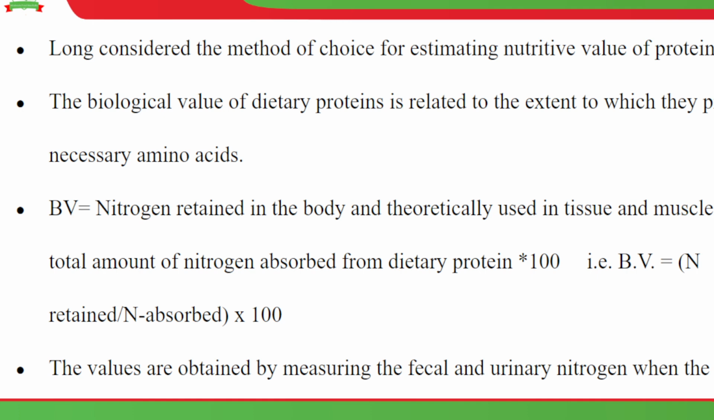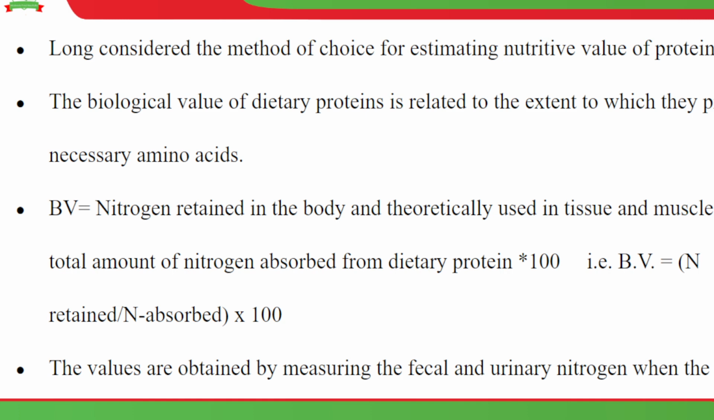How much did you eat, and how much did your body keep and use for tissue and muscle formation? And you multiply that by 100. So the values are obtained by measuring the fecal and urinary nitrogen, meaning you get those that you've lost.